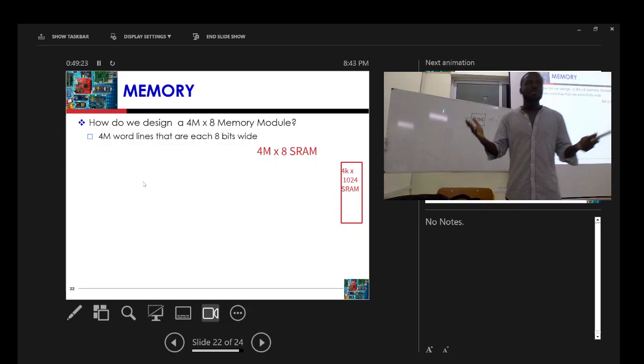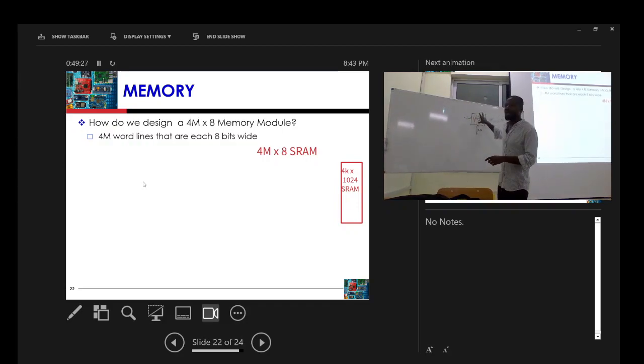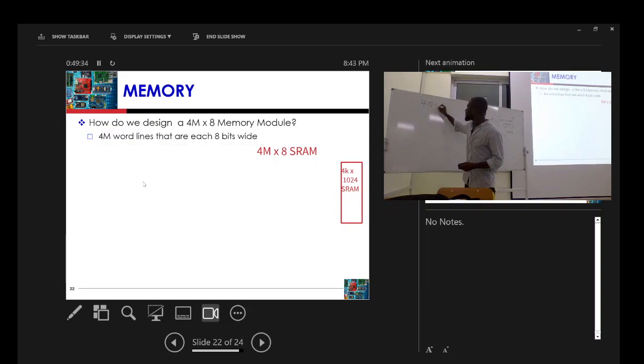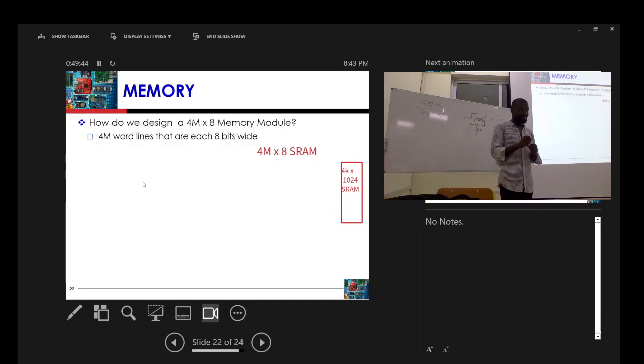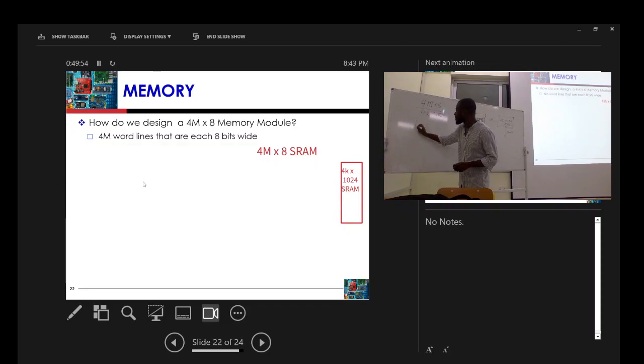Simple. This is just simple maths. All I do is division. Take the bigger SRAM divided by the smaller SRAM. 4M by 8 divided by 4K by 1024. The answer is 4 dot M is what? 2 to the power, what is M? 20, times 8, divided by 4 dot 2 to the power, K is what? 10, by 1024.